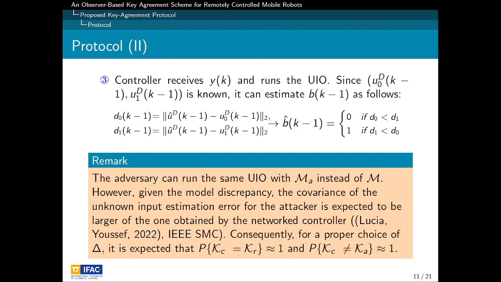It should be noted that the adversary can also run the same unknown input observer with the model it has. However, given the model discrepancy, the covariance of the unknown input estimation error for the attacker is expected to be larger than the one obtained by the controller. Consequently, for a proper choice of delta, the constant value, it is expected that the controller and robot can share the same key, but the key recovered by the attacker is expected to be different.